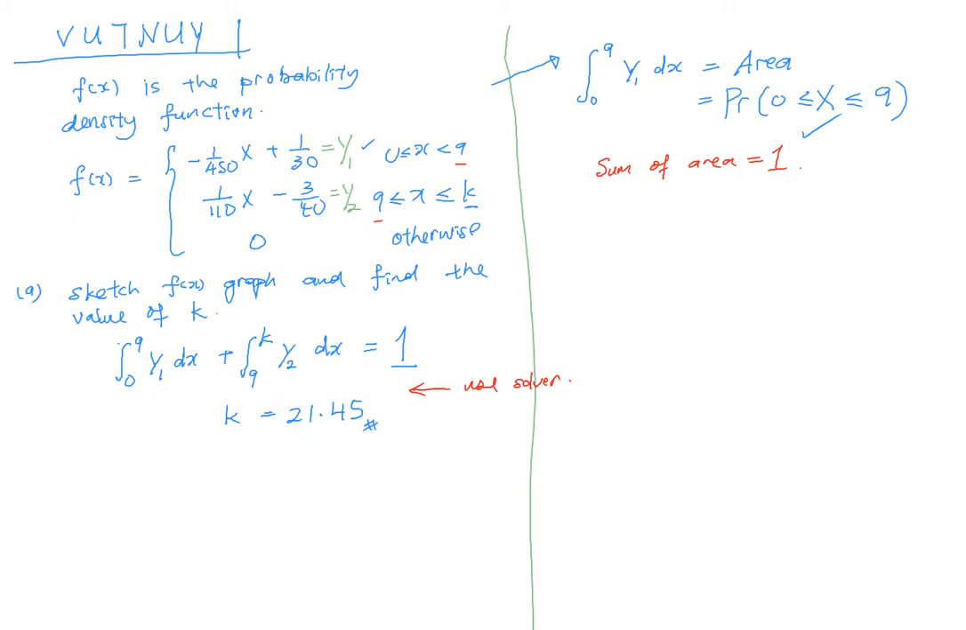Where should I go to? Window, Zoom? Window. Yes, window. Okay, I go to window. What should my X minimum be? 0. What should my X maximum be? 21.45. Just put 22, okay? Then next, Zoom fit. Yes, zoom fit.